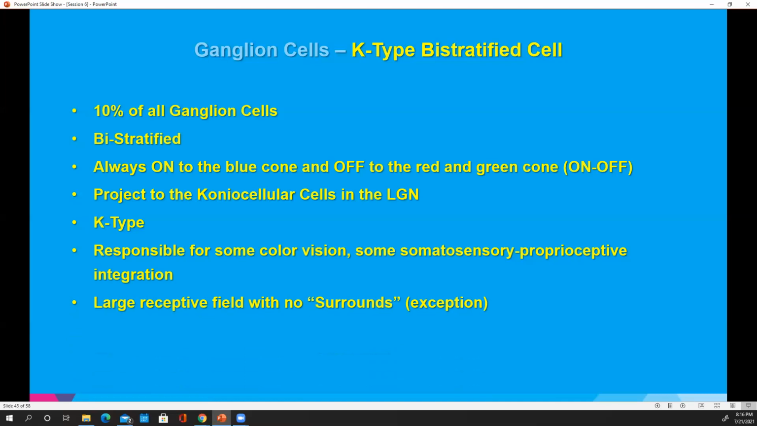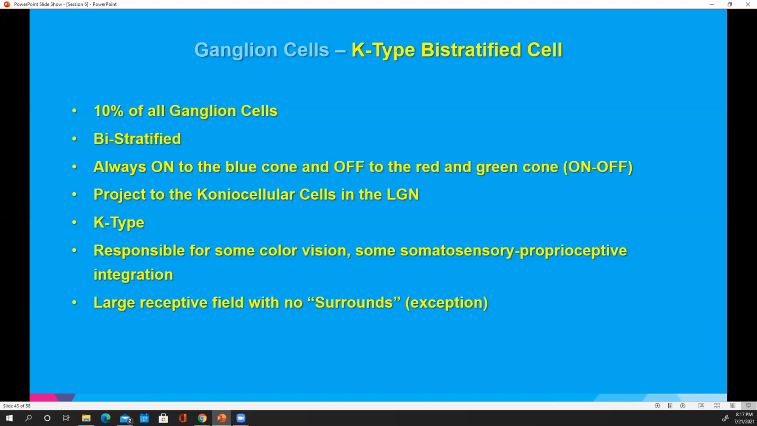But if you're off-on, it's like, wait, is your surround off or on? Well, you have no surround. So it makes sense that this would have no surround. There's no surround that's changing the nature of the central vision. So it has a huge receptive field, and it doesn't have any surround that's making some kind of inversion of that. Does that make sense?